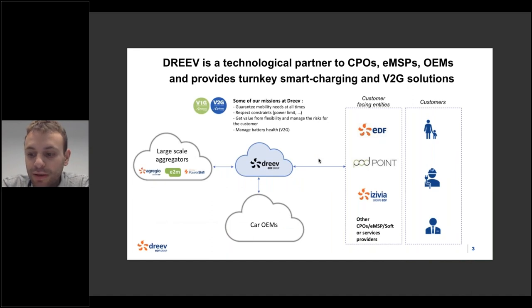So where is Dreev in the complicated e-mobility value chain? We are a technological partner for CPOs, e-mobility service providers, car manufacturers, and our objective is to provide turnkey smart charging and V2G solutions. So we're not a customer-facing entity, and our goal is to work on one side with customer-facing entities such as CPOs, EMSPs, utilities, on the other side with market actors such as large-scale aggregators, and of course we need to consider the interface with car OEMs for the development of robust V2G solutions.